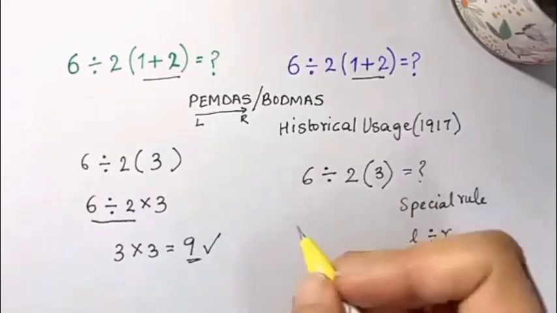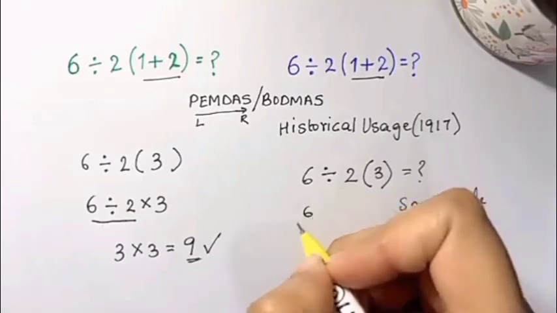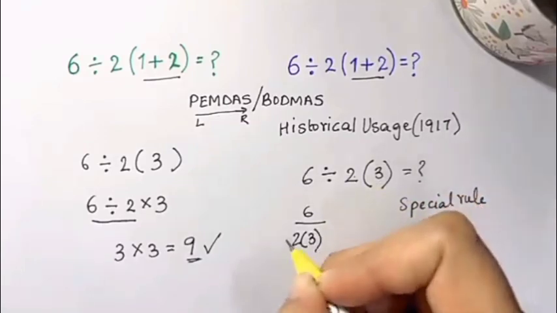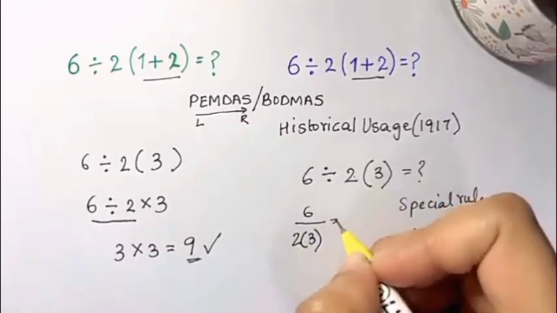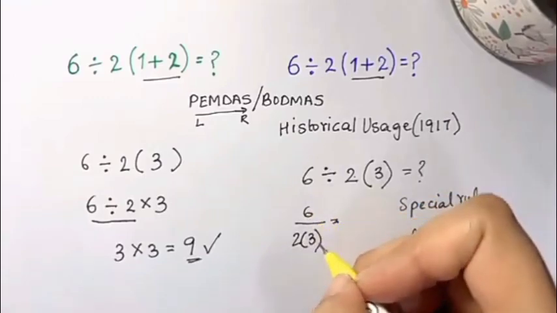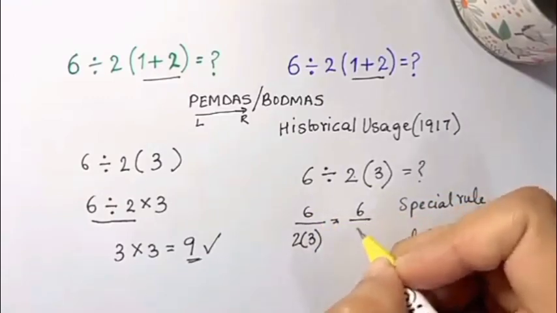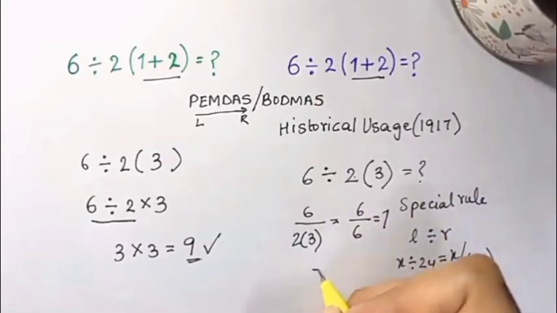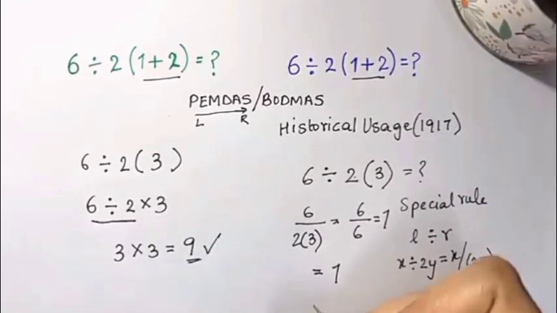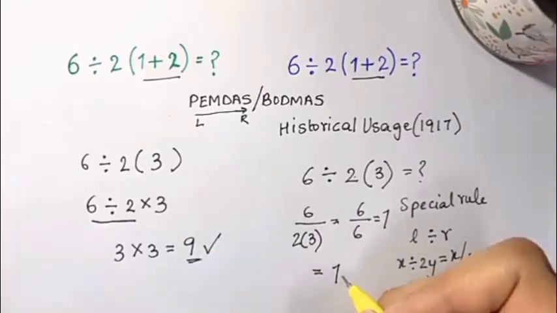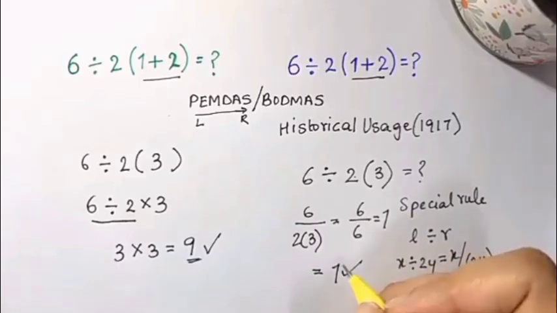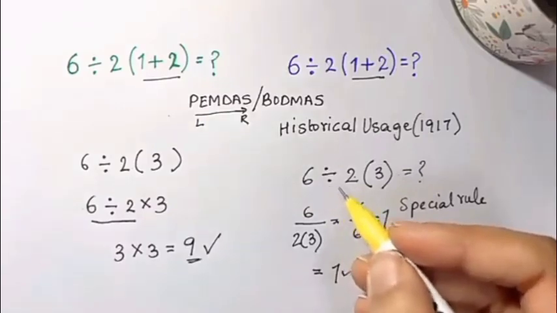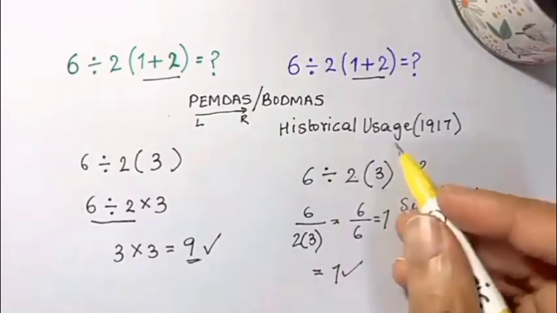So applying this rule, what happens is you have 6 divided by 2 multiplied by 3 as the product of the complete denominator. Now, 6 divided by 2 times 3 is equal to 6 divided by 6, which is equal to 1. Now this is equal to 1. Many people argue that 1 is the correct answer. And there's some historical justification because of the way the division symbol is used. It's just because of the historical artifacts.